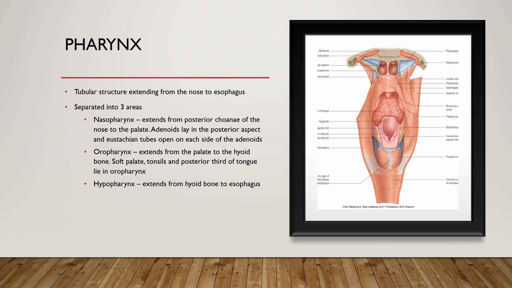All right, the pharynx. This is a tubular structure extending from the nose to the esophagus. It's separated into three areas. Okay, we have the nasopharynx, which extends from the posterior concha of the nose to the palate. The adenoids lay in the posterior wall, and the eustachian tubes open on each side of the adenoids.